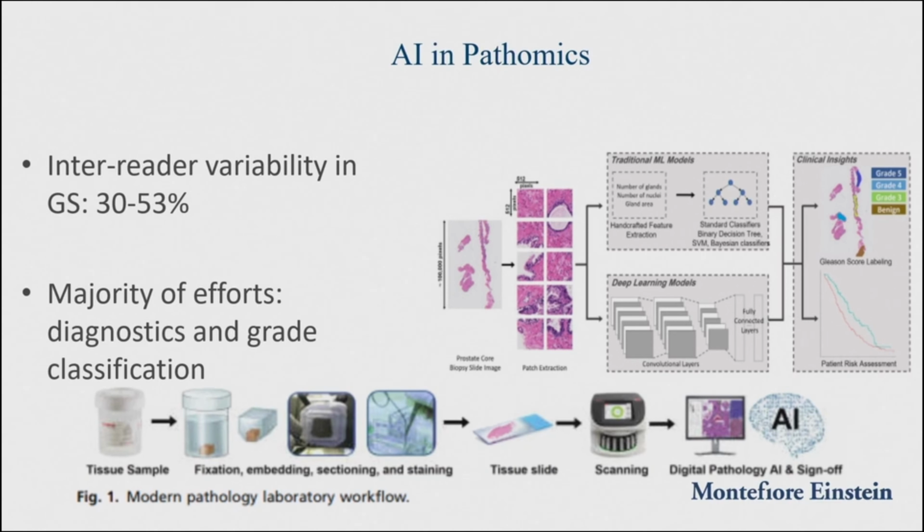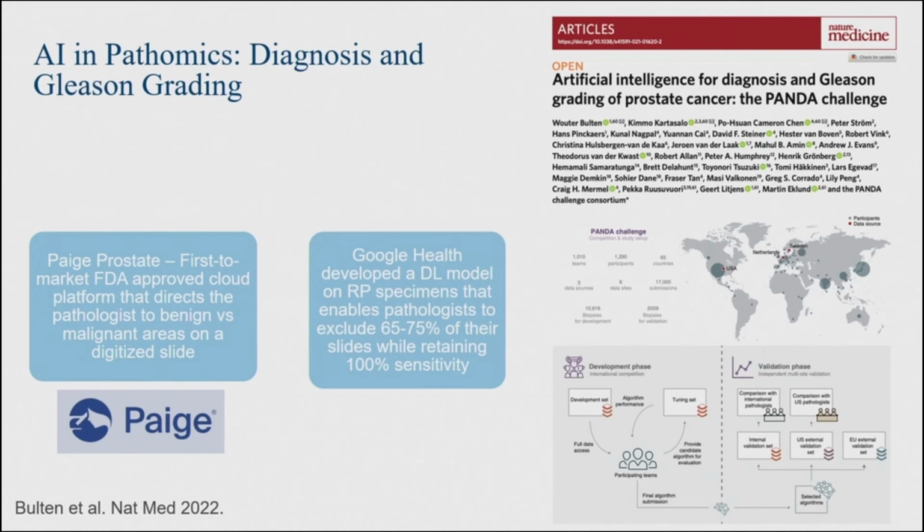So most efforts in pathomics have been on diagnostics and grade classification. What I will just say is that there are a number actually of both FDA-approved and Google-accessible platforms that enable rapid identification of areas of positivity on a biopsy. So it is not meant to replace a pathologist, but meant to significantly decrease their time to read.